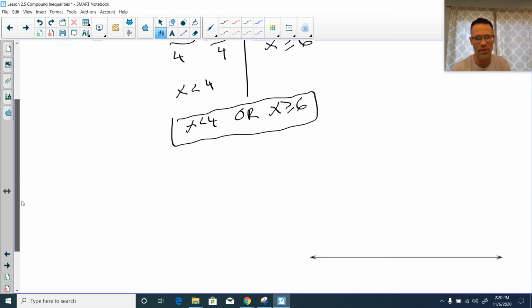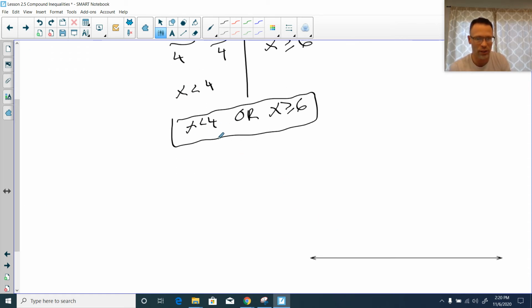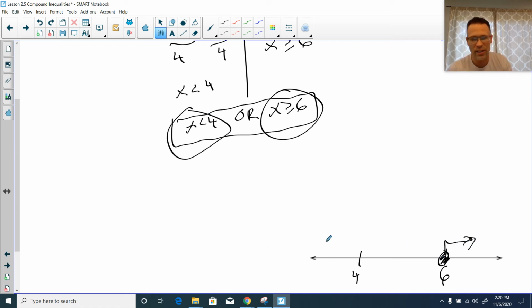Now, if I want to graph this, again, I graph individually. Small number on the left, big number on the right. This one is x is greater than or equal to 6. That is a closed circle, arrow to the right. This one is x is less than 4. That is an open circle, arrow going to the left.